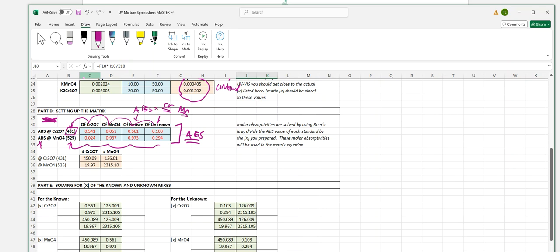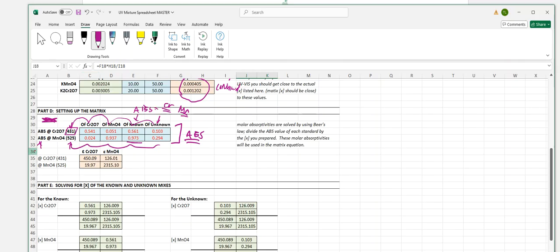The known mix also absorbs 0.973, but keep in mind this 0.973 is going to be part chromium, part manganese. And then the unknown is what we've made, and we've provided that to you, and you ran it, and the absorbance is 0.294.